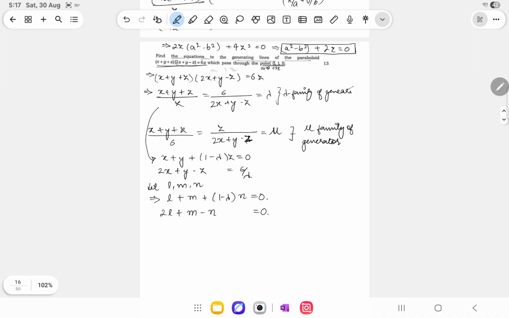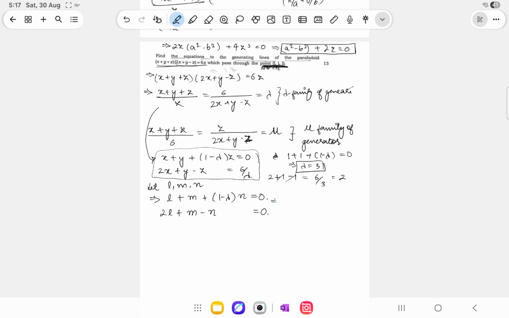Also, the question says that the generator passes via (1, 1, 1). So that point must satisfy these two planes. If we substitute, we get 1 plus 1 plus 1 minus lambda is equal to 0. So from here I got my lambda as 3. Let us substitute it in the second equation of plane and see if it satisfies. We get 6 by 3, which is equal to 2, and 2 plus 1 minus 1 is also 2. So this value of lambda satisfies the other plane as well. So my lambda is 3.